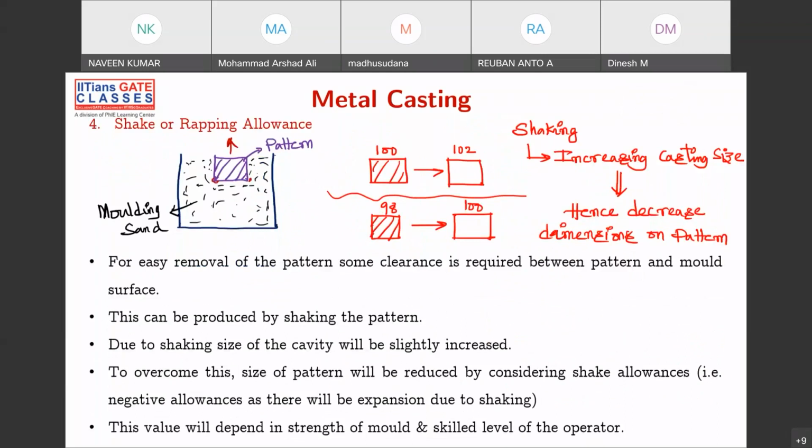So okay, shaking allowance is not zero allowance. Shaking allowance is negative allowance, obviously, because you are increasing your molding cavity size so that you have to reduce the dimension of the pattern. The reduction is coming in terms of negative, so it's a negative allowance.